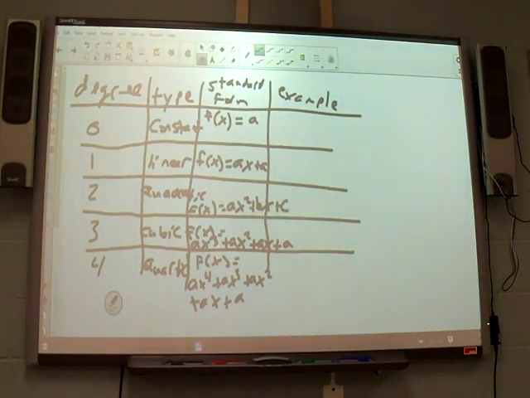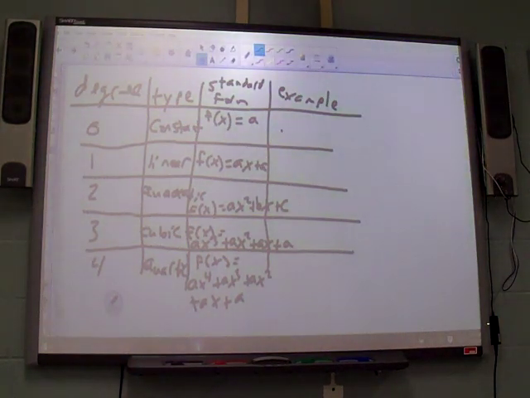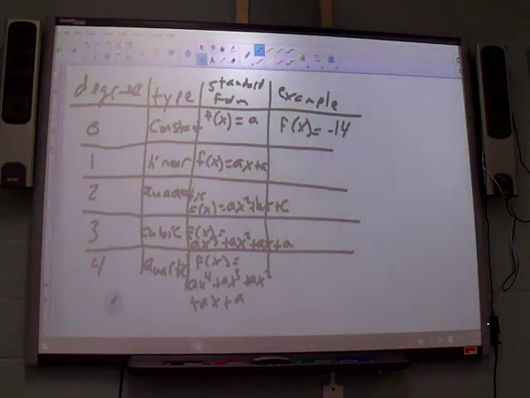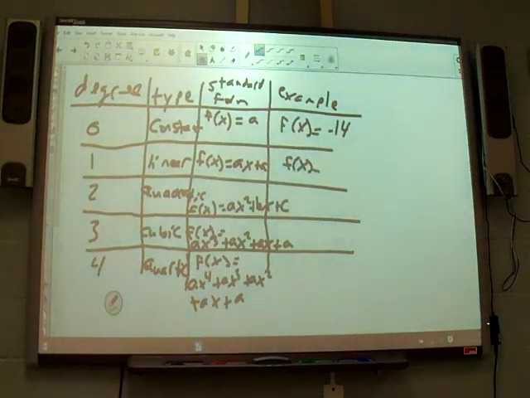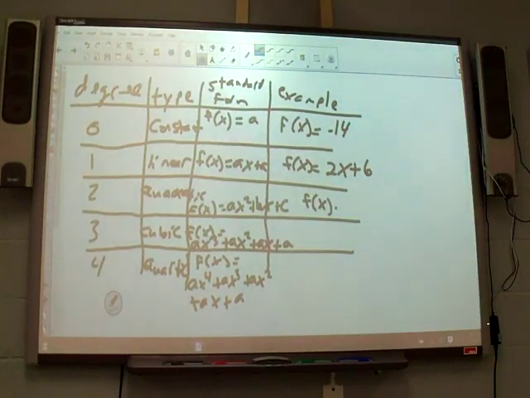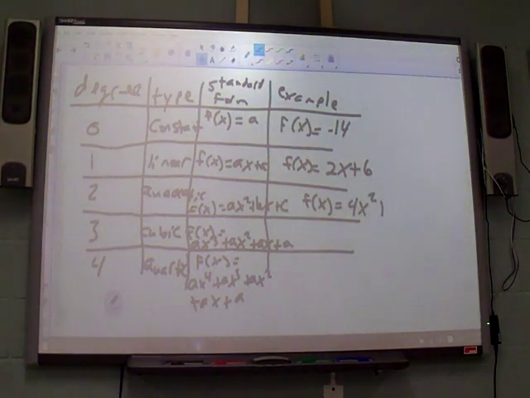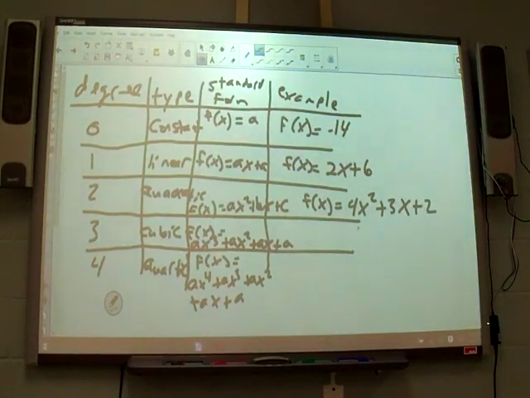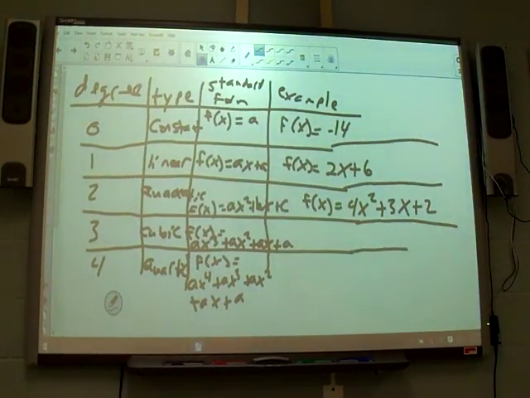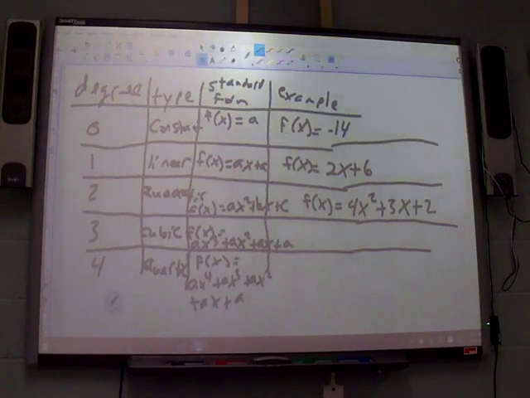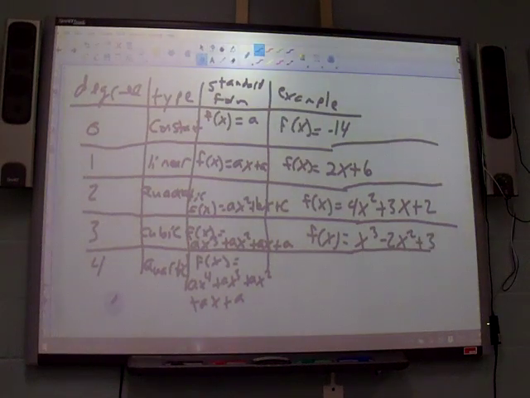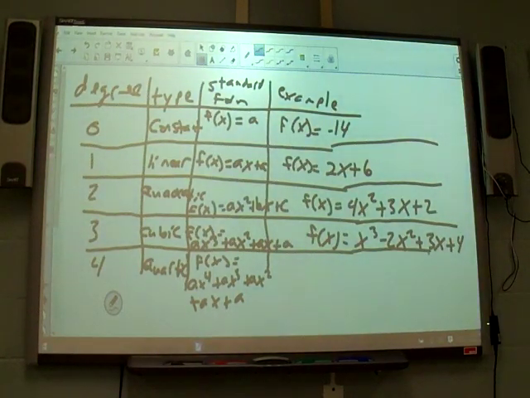Okay, examples. Just no letter here at all. F of x equals negative 14. Okay, linear, we can make up a million linear things. F of x equals 2x plus 6. We ought to all be able to make up an example of a quadratic. 4x squared plus 3x plus 2. Okay, you getting some good examples there. Cubic. F of x is equal to x cubed minus 2x squared plus 3x plus 4. And then quartic.